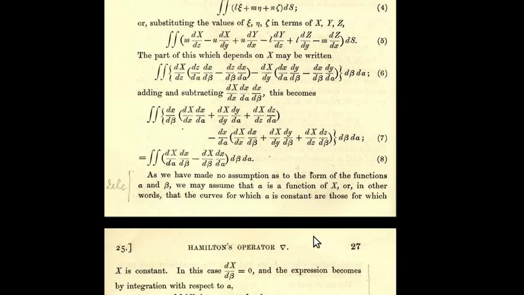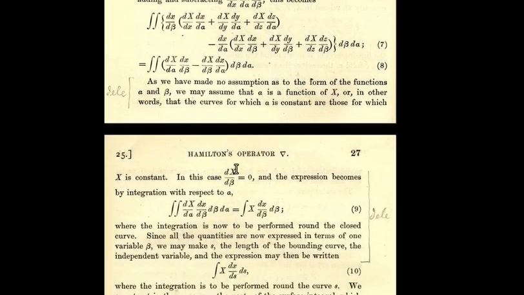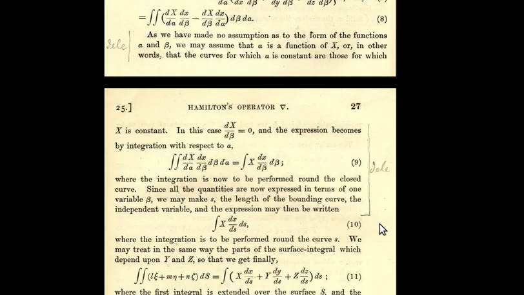Equation 6. Adding and subtracting x d2x by d alpha d beta, this becomes the double integral of (d by d alpha of x dx by d beta minus d by d beta of x dx by d alpha) d alpha d beta. Equation 7. As we have made no assumption as to the form of the functions of alpha and beta, we may suppose that alpha is a function of x, or in other words, that the curves for which alpha is a constant are those for which x is constant. In this case, dx by d beta equals 0, and the expression becomes, by integration with respect to alpha, the integral of x dx by d beta d beta, which equals the integral of x dx. Equation 9, where the integration is now to be performed round the closed curve.